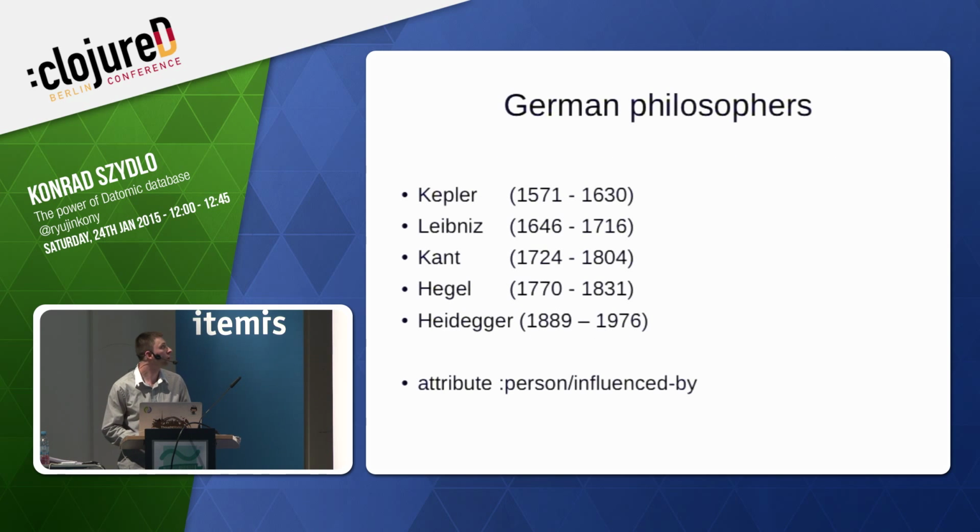Okay. For the following examples, I'll use a number of German philosophers, and we could presume that philosophers that lived later knew about philosophers from the past. And we will also have an attribute person influenced by. So we could say that Hegel was influenced by Kant, Leibniz, and Kepler.